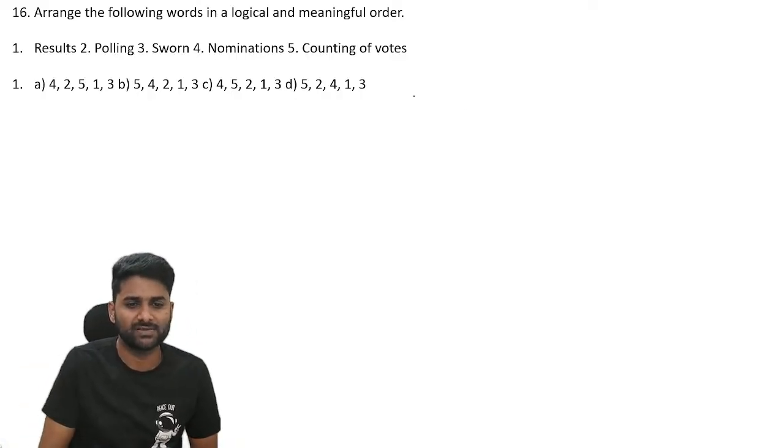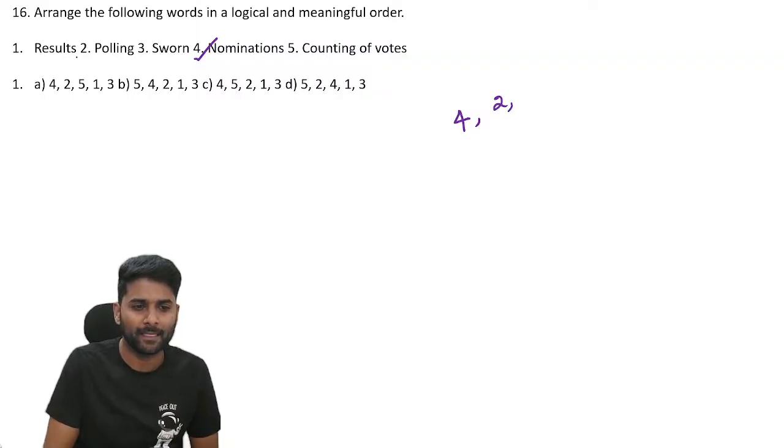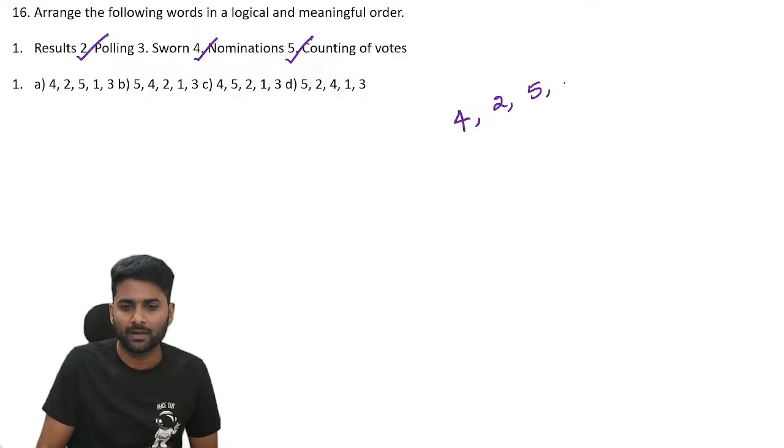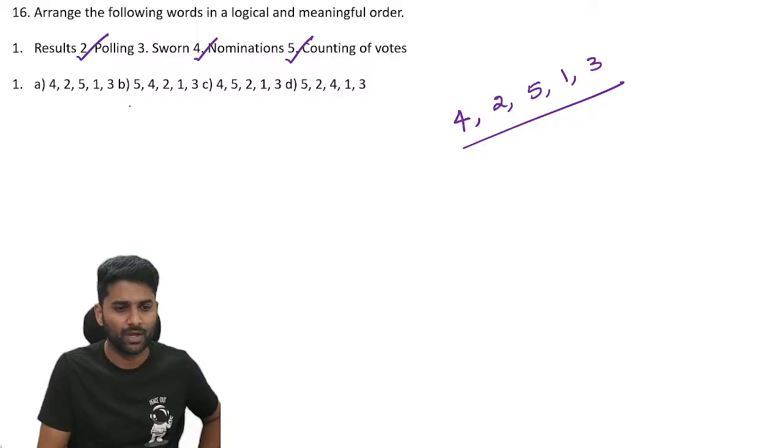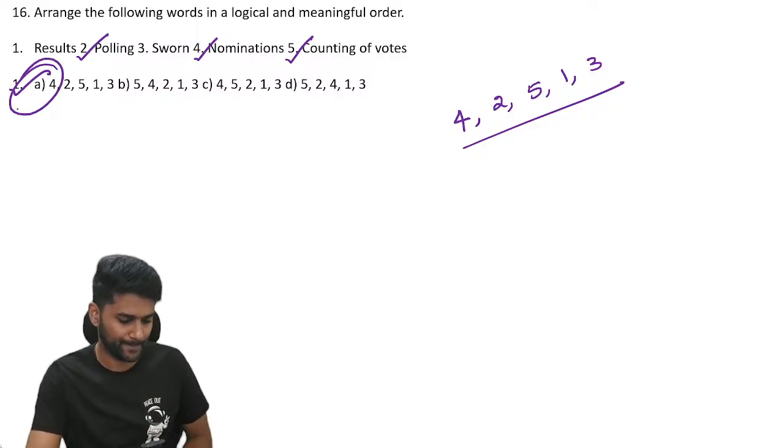Guys, first is all about the nominations. They have to file the nominations. Then they will go for polling. After polling is completed, they have to count. Then after that they announce the result, and finally the swan. So the answer is 42513. So 42513, the suitable answer, is A.